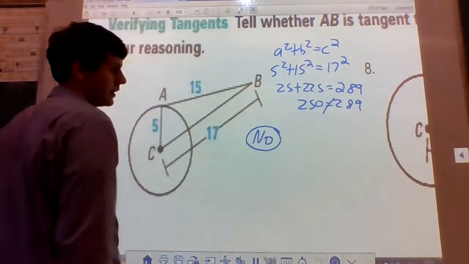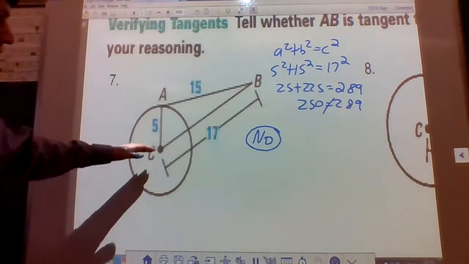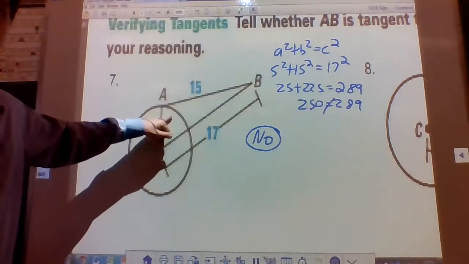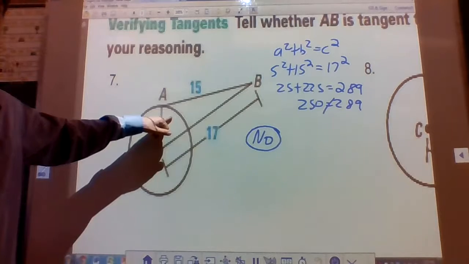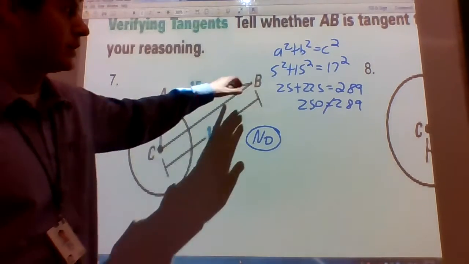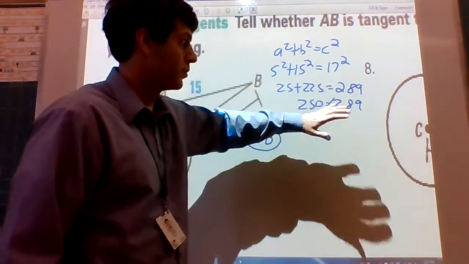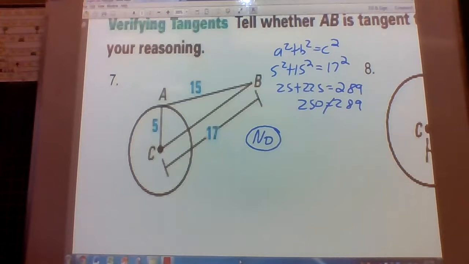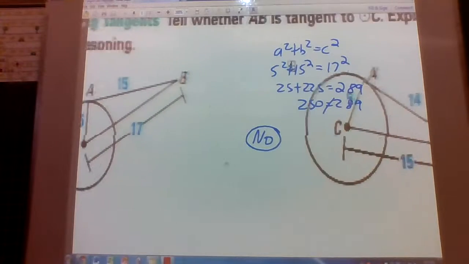If it were a tangent line, it would be perpendicular, meaning it would be a right angle, which also means it would be a right triangle, and a squared plus b squared would equal c squared. But we found that a squared plus b squared does not equal c squared, so it's not a right triangle. There's not a right angle at angle A. It's not going to be perpendicular. The radius and the line aren't perpendicular, therefore it's not going to be a tangent line.